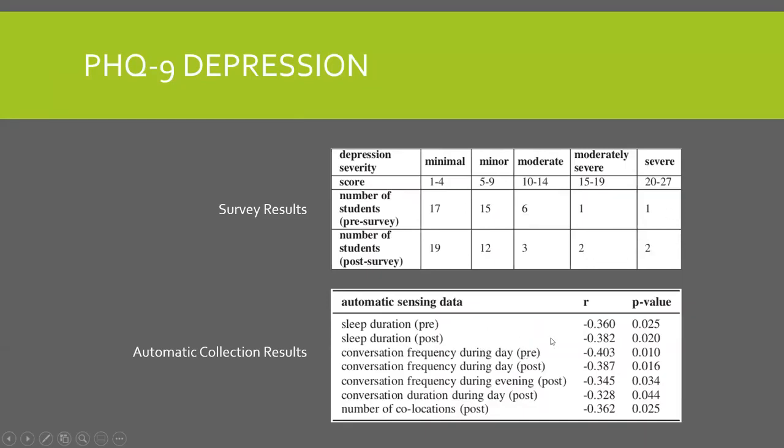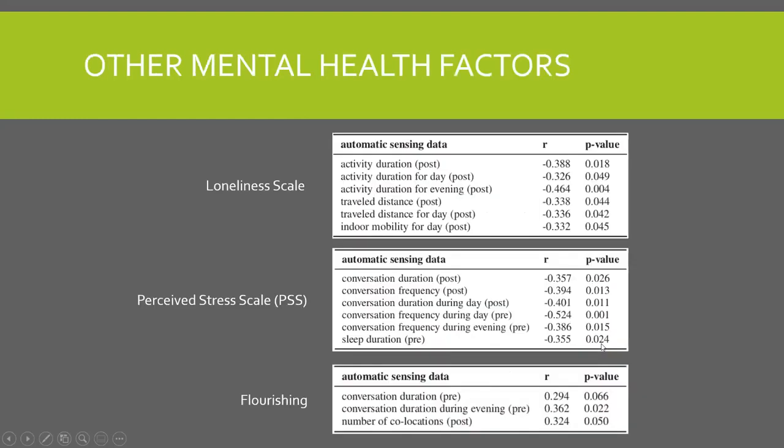With the automatic sensing data, you'll notice that a lot of these are fairly low p-values. With a p-value, you're really looking for 0.05 or less. 0.01 is amazing. But as long as you're below 0.05, you're pretty statistically significant. All of these are pretty statistically significant, and all of them are negatively correlated. So you'll notice that the more sleep you're getting, the less likely you are to be depressed. And then the more you're talking throughout the day, the less likely you are to be depressed, and so on and so forth. Those negative R constants there.